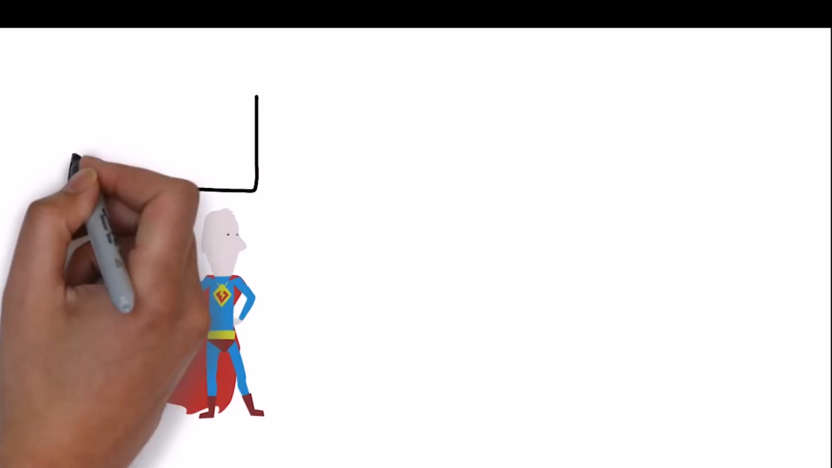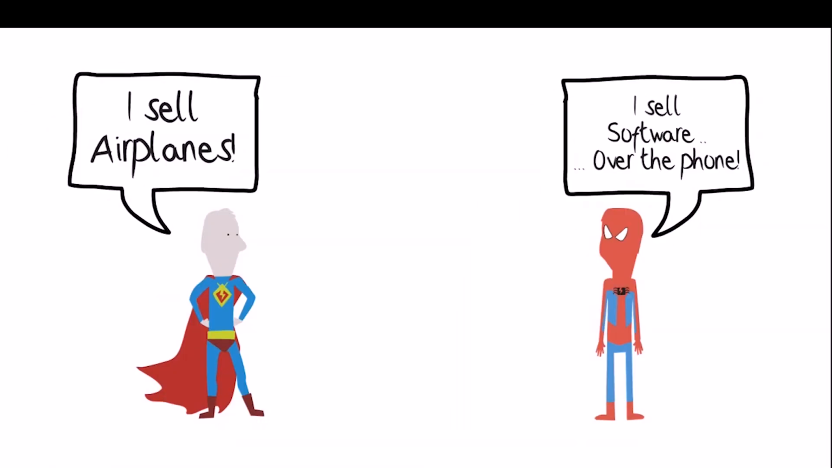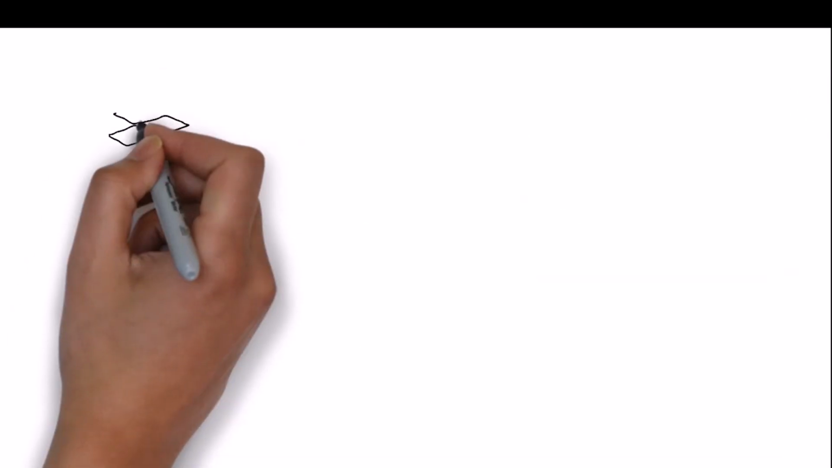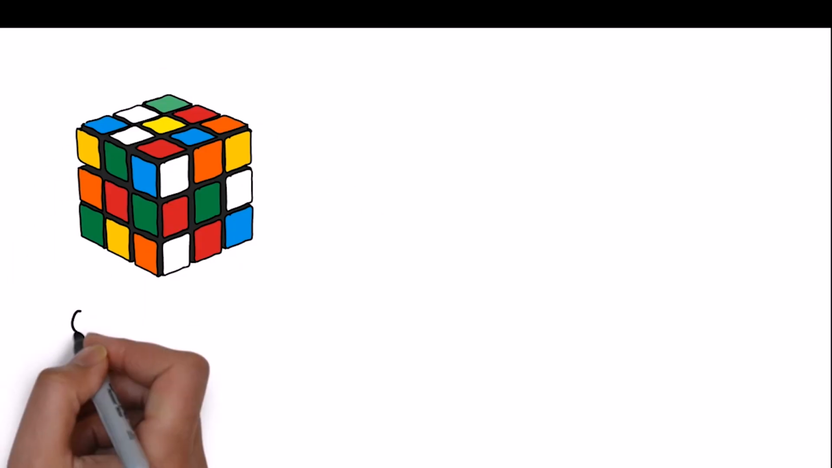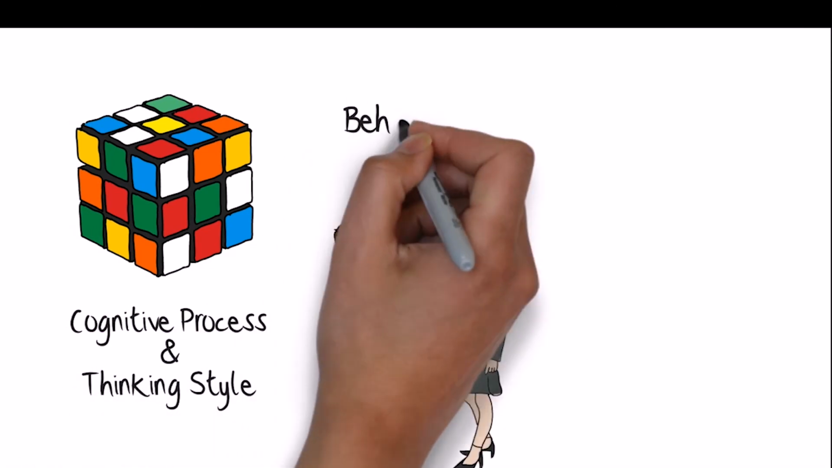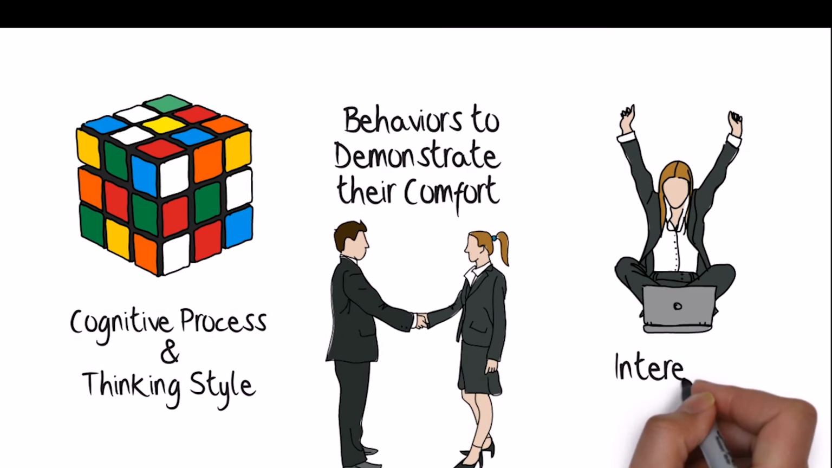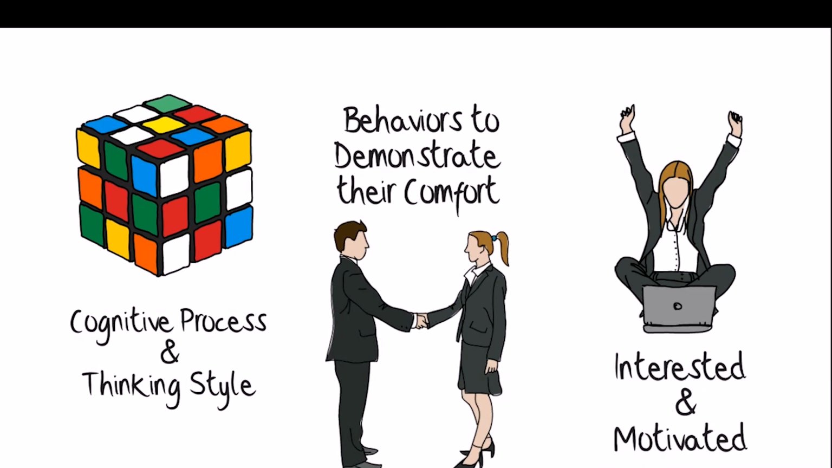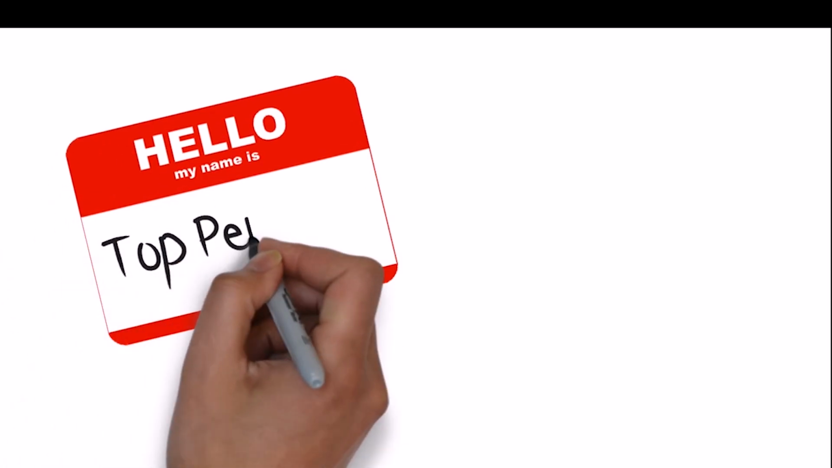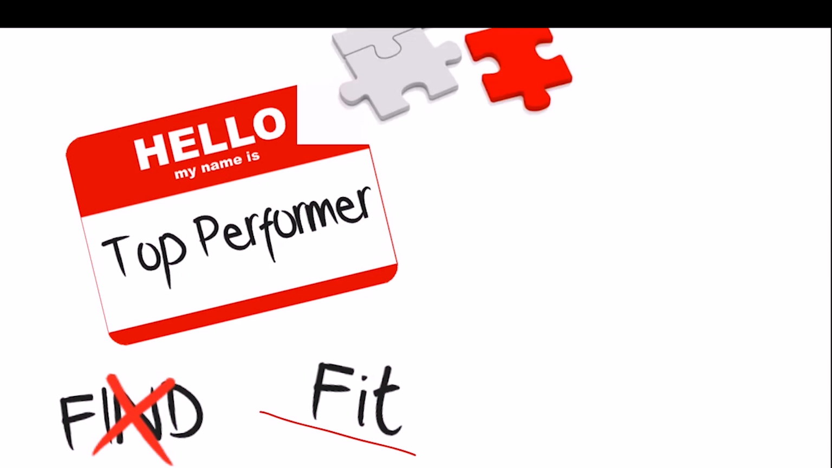Every industry and every sales job is different. We have to ask and be able to measure, can this person cope with the mental demands of our particular sales environment? Do they have the cognitive process and thinking style that is the right fit for this job? Are they comfortable in our sales environment and have the right behaviors to demonstrate their comfort? And are they interested and motivated to sell our products and services? So if we can measure those things and want someone who can truly contribute to our success and bottom line, then we should not set out to find our next top performer, but rather to fit our next top performer.